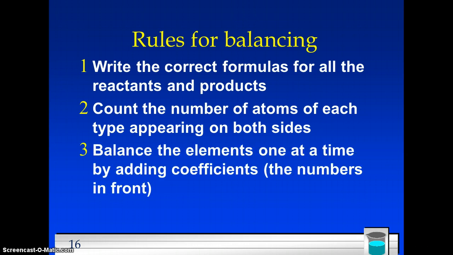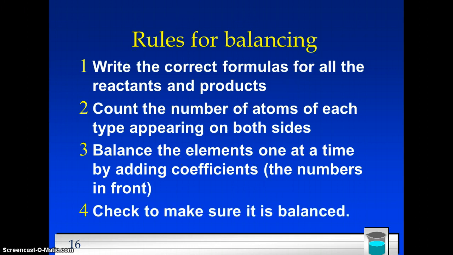Step 3, we're going to balance the elements one at a time by adding coefficients. What I mean by coefficients is the numbers in front. So I can only add numbers in front of my chemical formulas. I can't put anything behind them or in between any of those symbols. Step 4 is just check to make sure it's all balanced. Sounds easy enough.